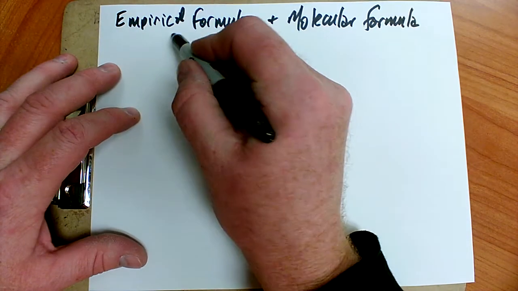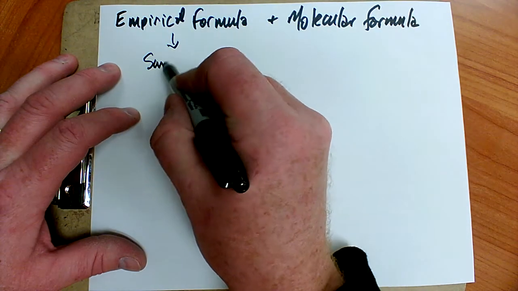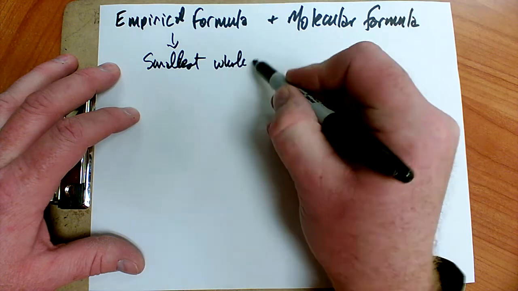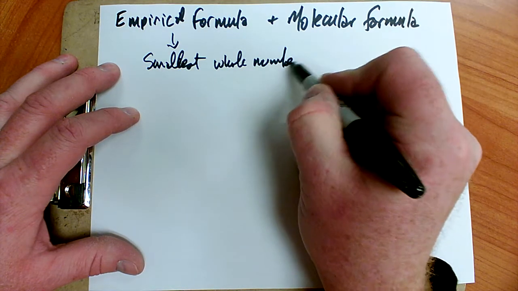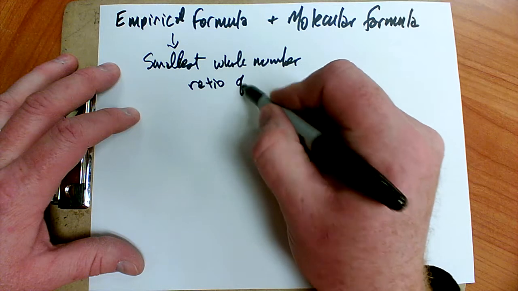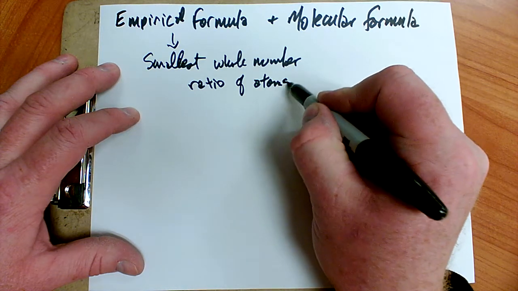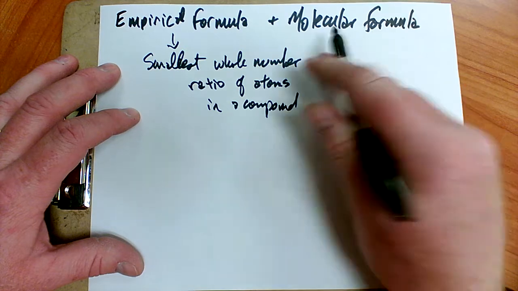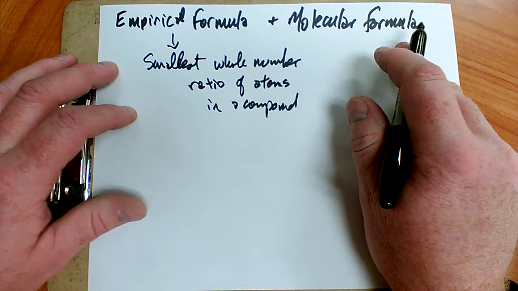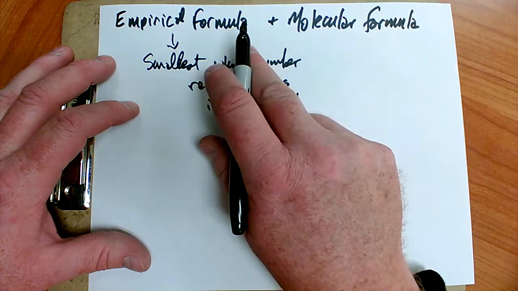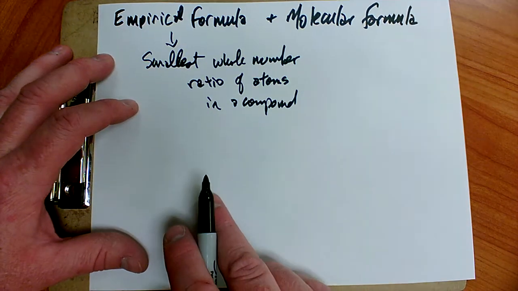The empirical formula is defined as the smallest whole number ratio of atoms in a compound. The molecular formula is actually just the actual formula of a particular compound. So the empirical formula is the smallest whole number ratio of atoms in a compound.